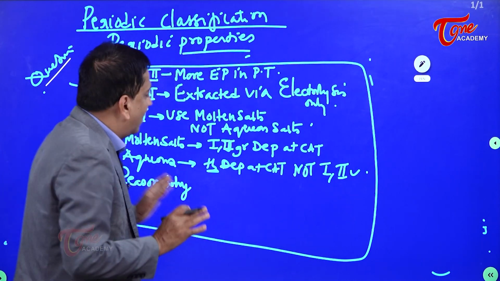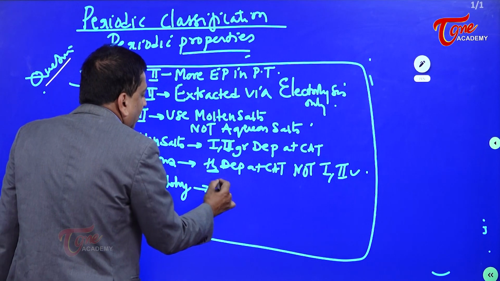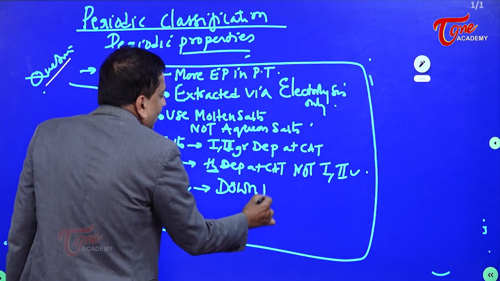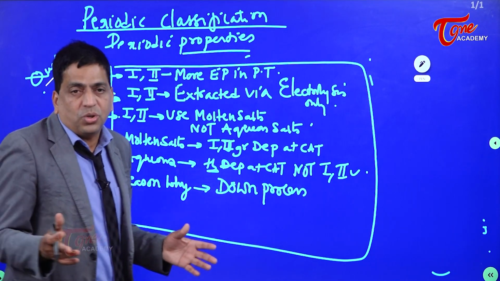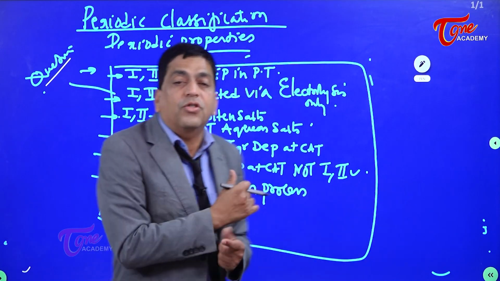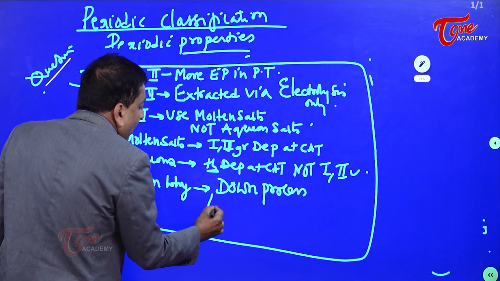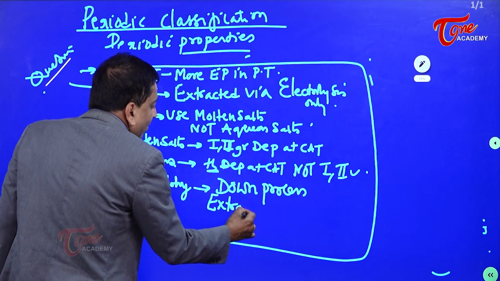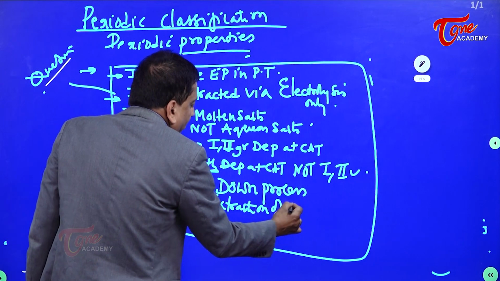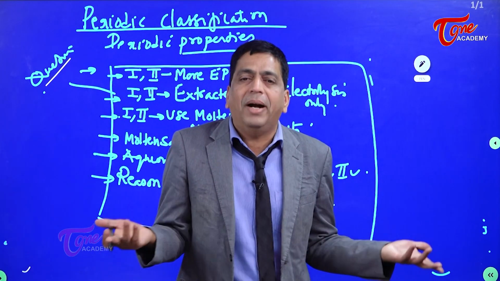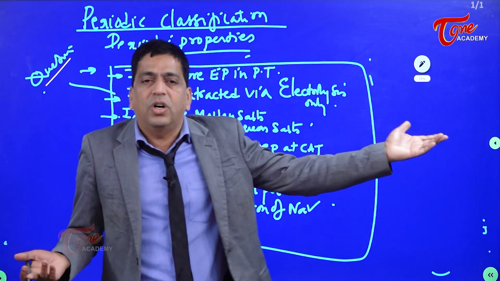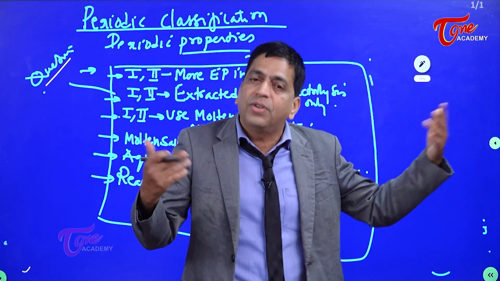Right? So that is the reason why the Downs process, and I draw the attention of everyone, it's the Downs process. Now Downs process is for what? Downs process is for extraction of sodium metal. And sodium metal belongs to what? The first group. And he wanted to extract a first group element.